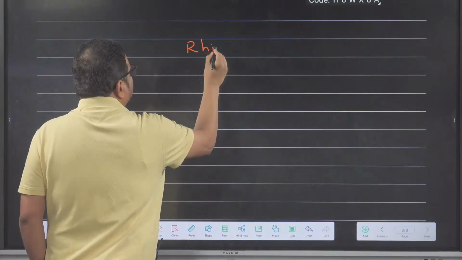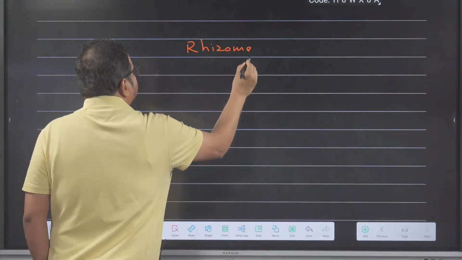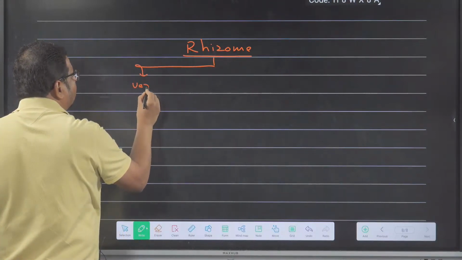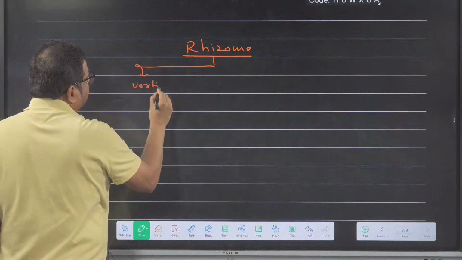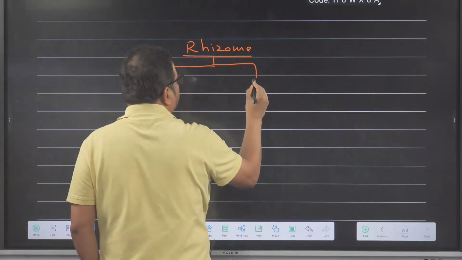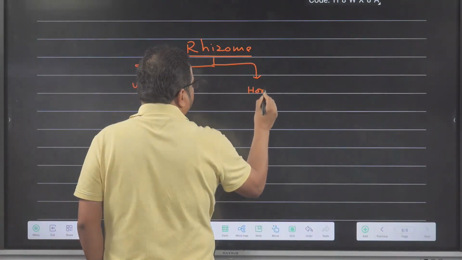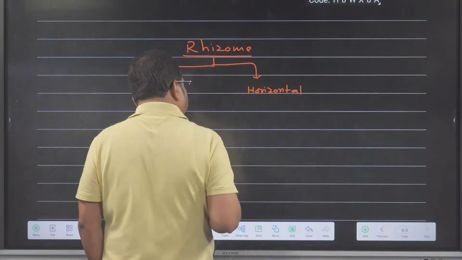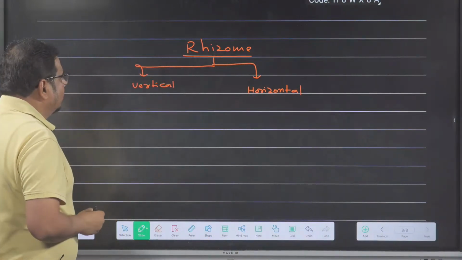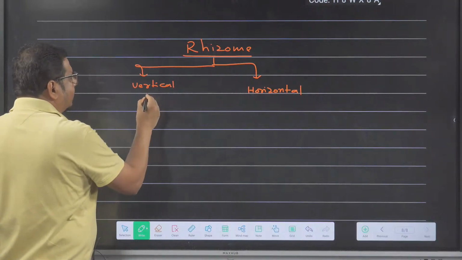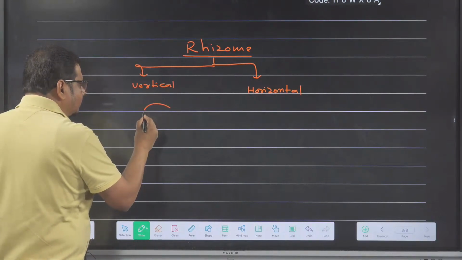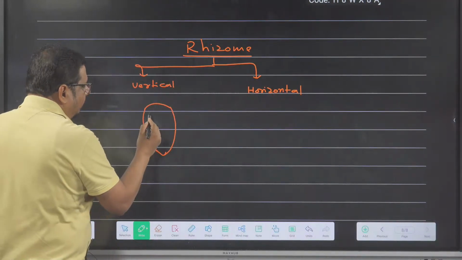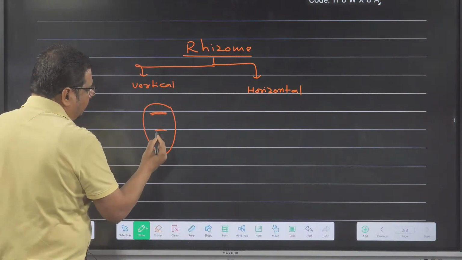Now I am telling about rhizome, and I am giving you a brief detailing about rhizome. If we talk about rhizome, rhizome is of two types. I am just giving a brief description, not much. One is vertical rhizome, another is horizontal rhizome. If we talk about vertical rhizome, it is growing like this, vertically. And here what is there? Nodes are there, internodes are there.